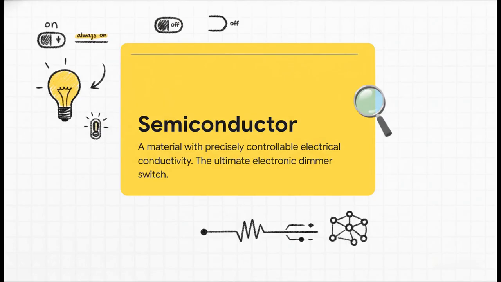See, a normal wire, it's just on or off, simple. But a semiconductor, that's totally different. Think of it like a finely tuned valve or a dimmer switch. We can control exactly how much electricity gets through. And that ability, that precise control, is the secret ingredient for all of modern computing.